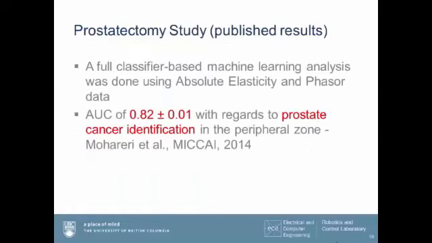With this study, we actually did a full classifier-based machine learning analysis, using both the absolute elasticity as well as the phasor imaging component, phasor data. And with that data, we were able to get an AUC of 0.82 with regards to prostate cancer identification in the peripheral zone.